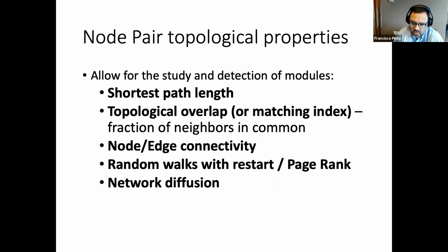One is what is called node or edge connectivity, and we are going to explain it in the next slide. Or we can apply algorithms like random walks, and we'll talk about what a random walk is. Particularly, the most successful are random walks with restart, which are equivalent to the PageRank algorithm. And you can also apply network diffusion, which has very similar properties to random walks.